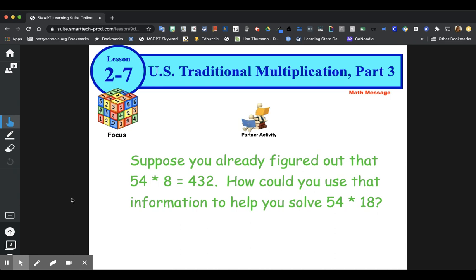So suppose you already figured out that 54 times 8 equals 432. We practiced that in the first two lessons. How could you use what you know there to help you solve 54 times 18?